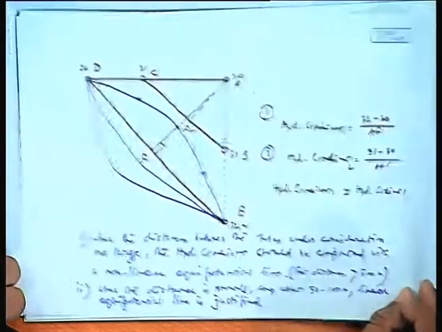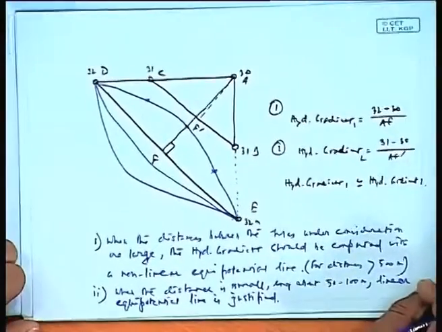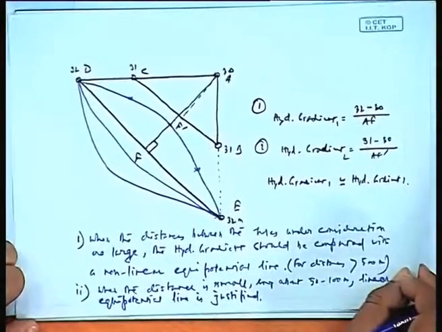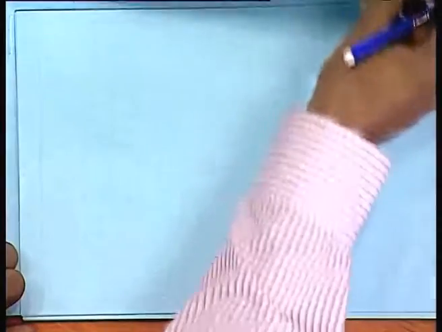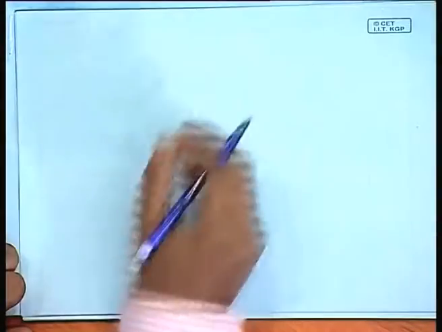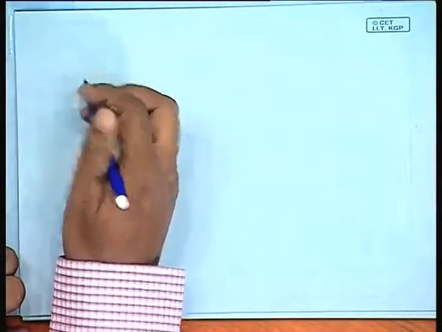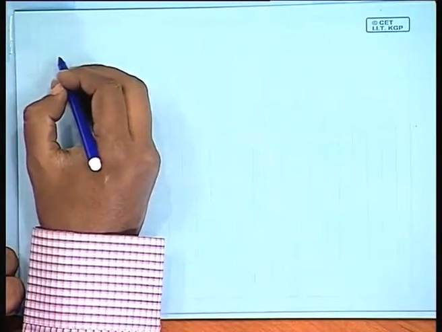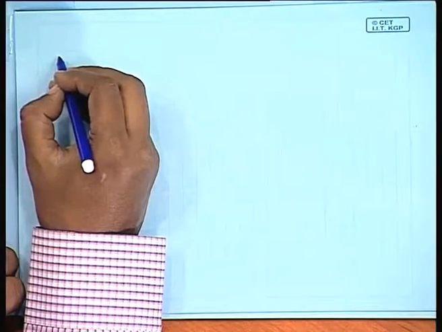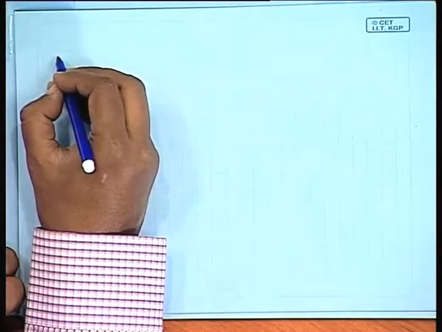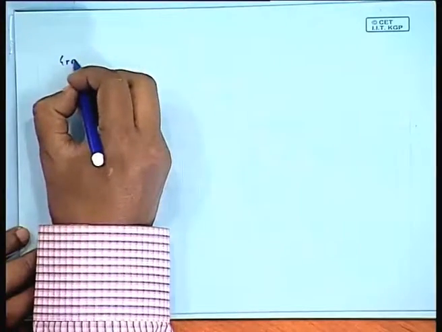So this is one way. The hydraulic gradient has to be found out, and it is a very important property that is required in almost all cases, particularly when you are working on groundwater contamination. Another important thing is groundwater flow.